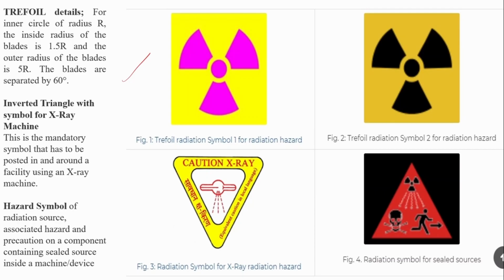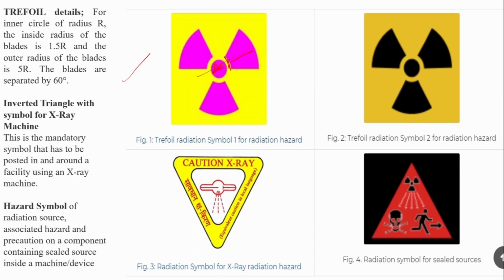Okay, so this is a trefoil radiation symbol, having a yellow background and a pink trefoil. Suppose the inner circle has a radius R. Then the inside radius of the blades is 1.5 R, and the outer radius of the blade is 5 R.